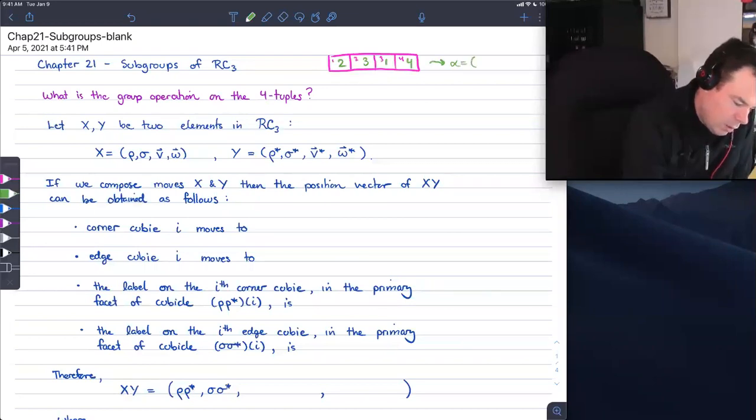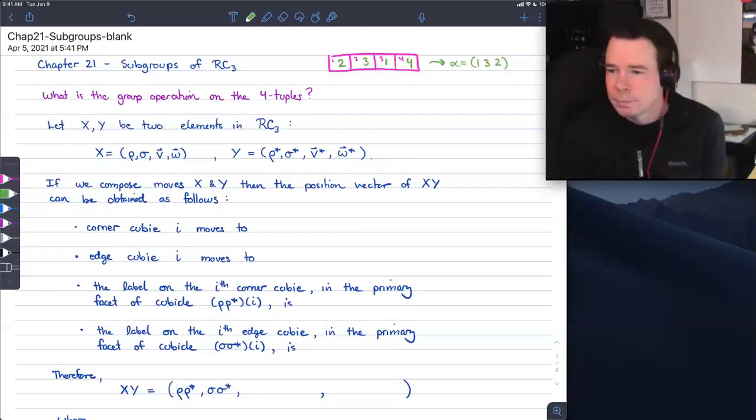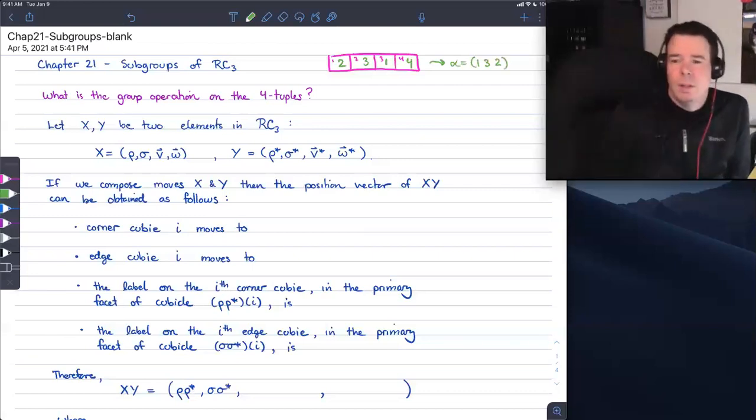So alpha would be the object that started in position 1 is now in position 3. Tile 3 is now in position 2. Tile 2 is in position 1, and 4 has gone to 4. So we can encode the position as a permutation.